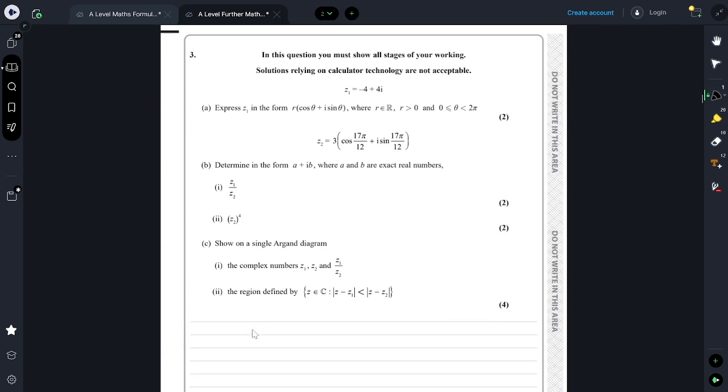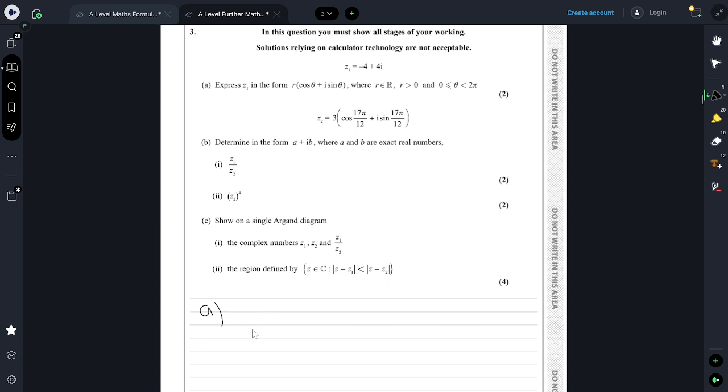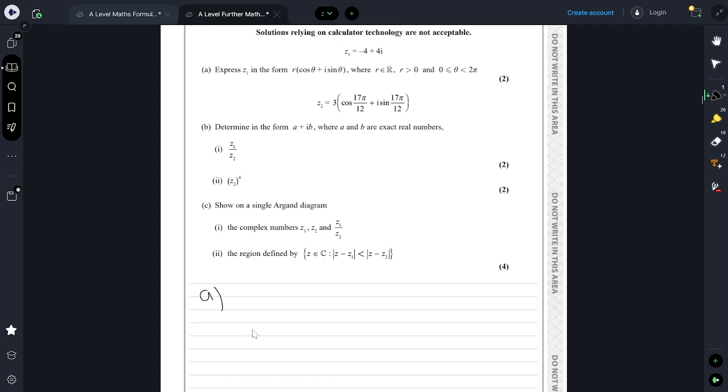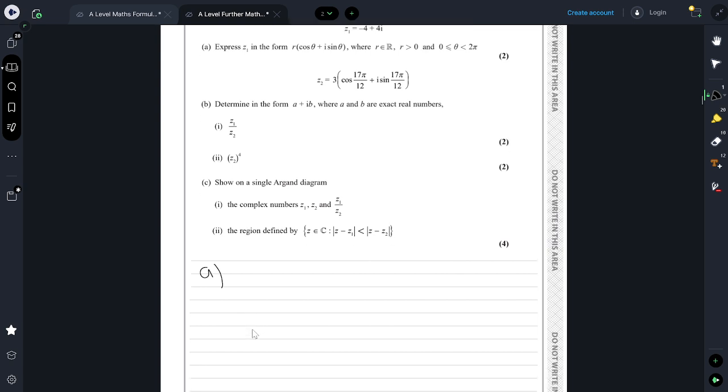Okay, question 3, part A. Express z1 in the polar form, r (cos theta plus i sin theta). So we are given the Cartesian x plus iy form. We should know how to convert that into our modulus argument form, so the polar form. The way to do this, I think the best way, is to plot the number.